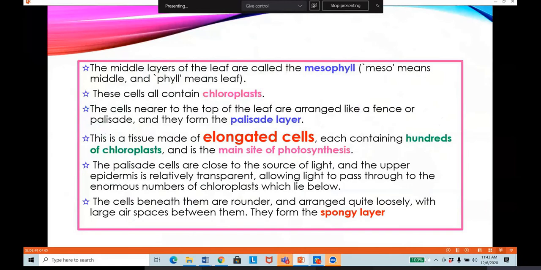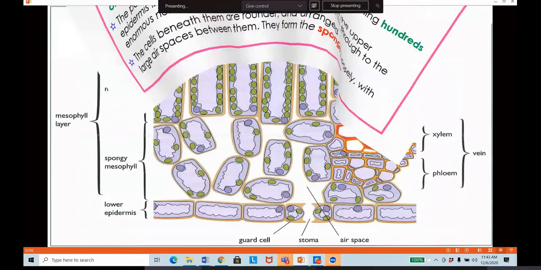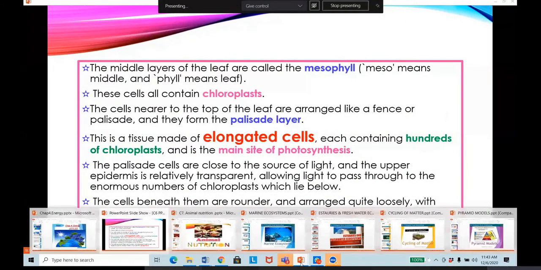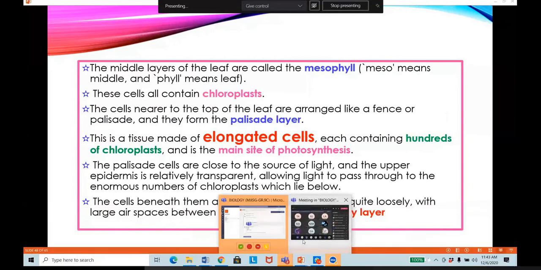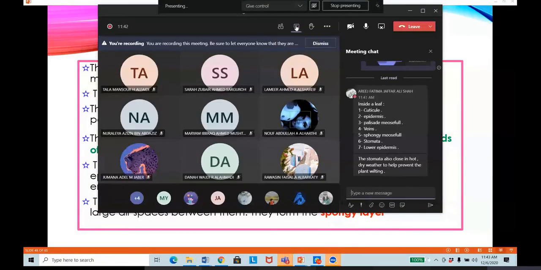Okay. Now we were also discussing the layers which are present between the upper and the lower epidermis, which are the mesophyll layers. Did we discuss this already? No, I can't see your screen. It is now black for me, pitch black. Can others see it, ladies? Yes. Can you all see it? Let me stop and start presenting again. Give me a moment.